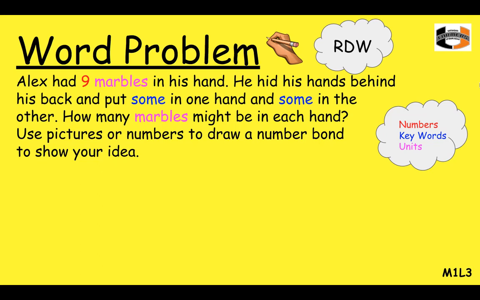Okay, we have the number 9 highlighted in red. We have those keywords that don't really tell us what operation we're doing, but they let us know that we're probably going to be choosing an amount, how we want to split that 9. And then we have our units highlighted in pink. So there's going to be several right answers to this problem. It's just whatever you want to choose, however you want to split those marbles between his 2 hands.